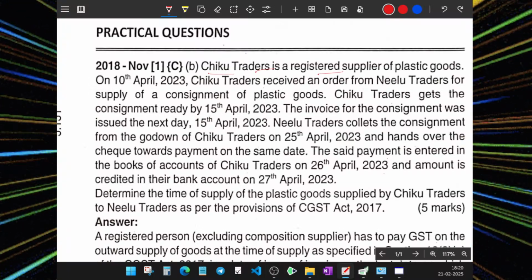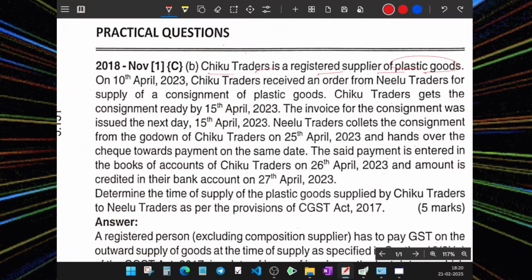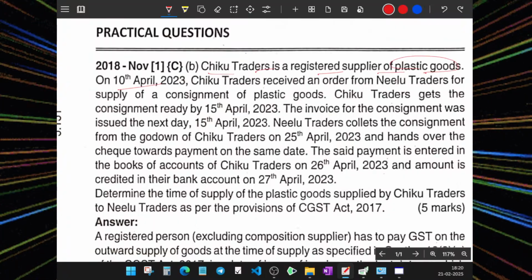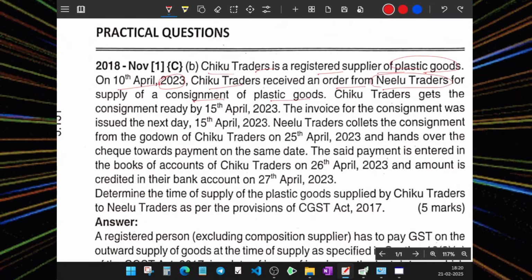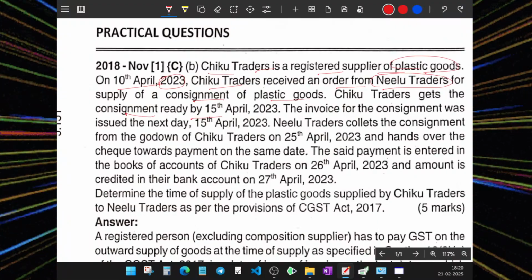Chico Traders is a registered supplier of plastic goods. On 10th April, Chico Traders received an order from Nilo Traders for supply of a consignment of plastic goods. They received an order to supply plastic goods, and Chico Traders got the consignment ready by 10th April.